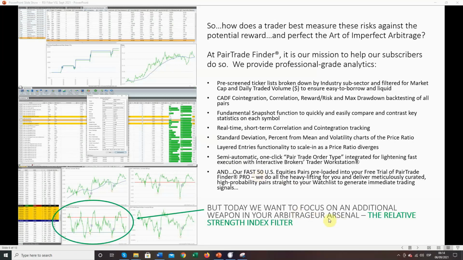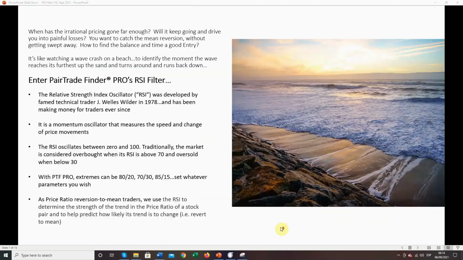Today, we want to focus on an additional weapon in your arbitrage arsenal, and it's this one down here, which on my pair charts here is in the bottom left chart position, and that's the relative strength index filter. So what is that? Let's take you through it.